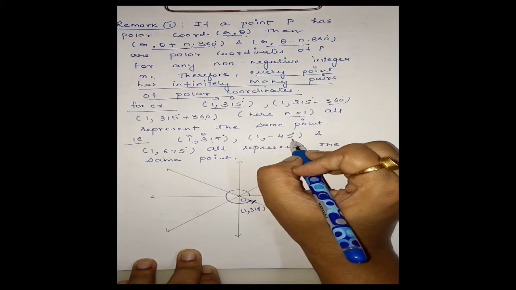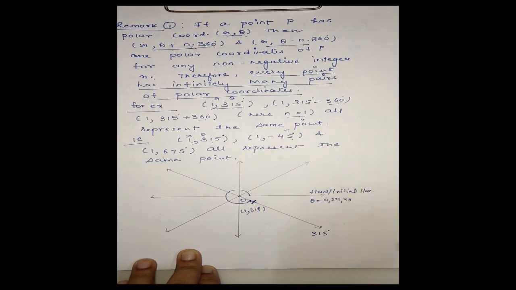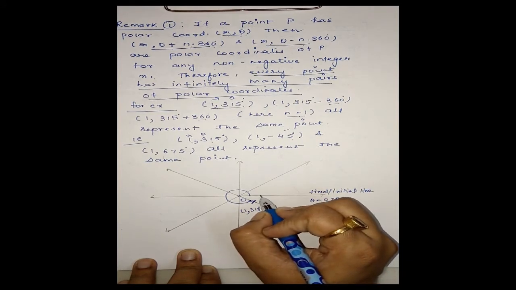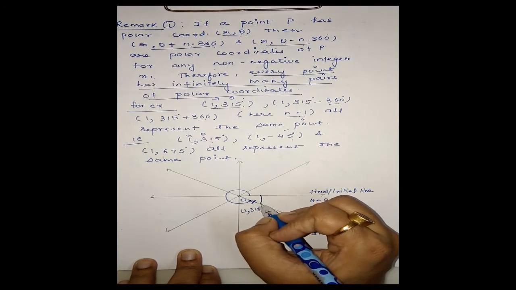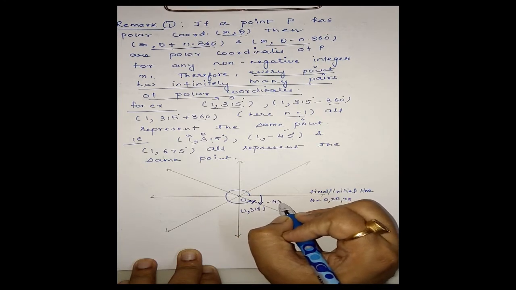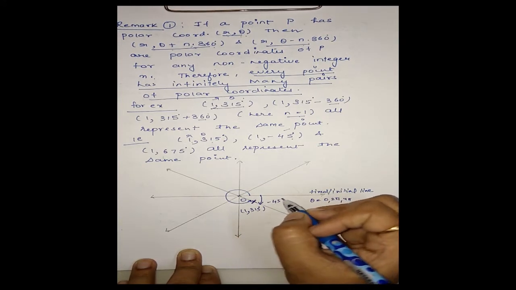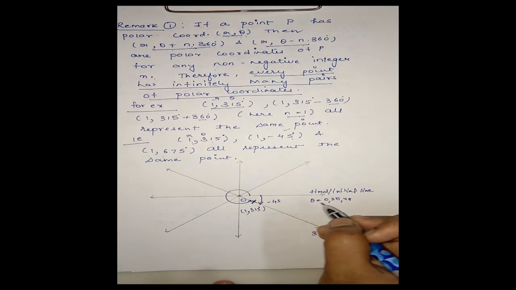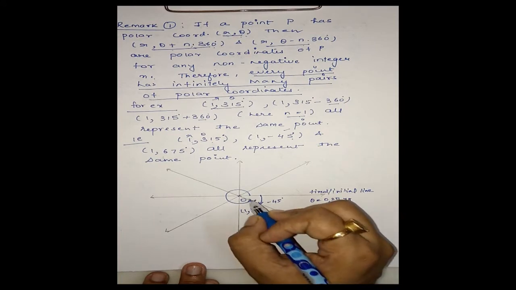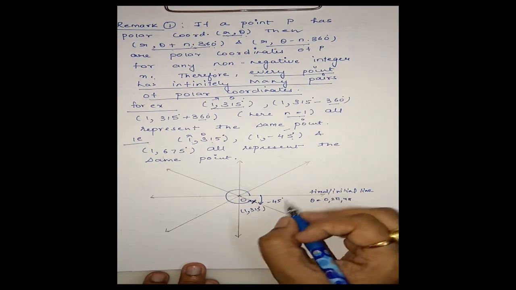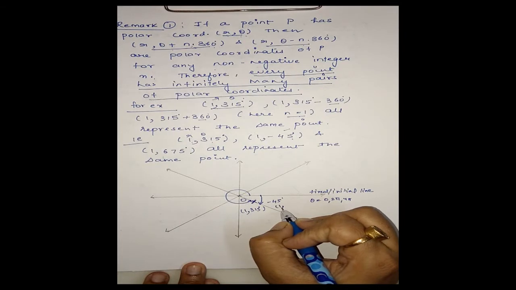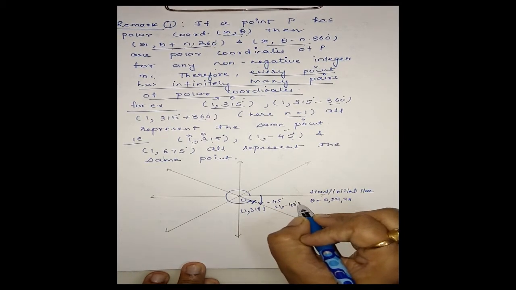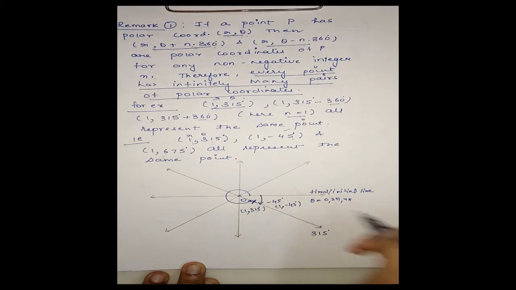Okay, now (1, minus 45 degrees). This is 315. And if I take the clockwise direction from the initial line, this is minus 45 degrees. Taking a clockwise direction, and then 1 unit from the pole, this also represents the same point, (1, minus 45 degrees). Okay.